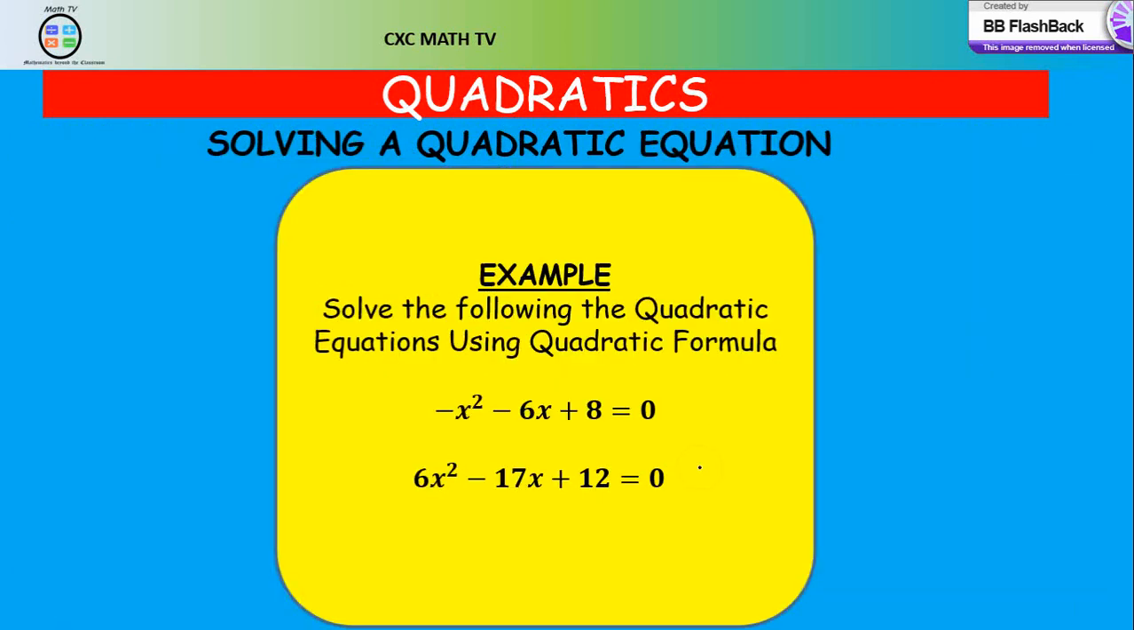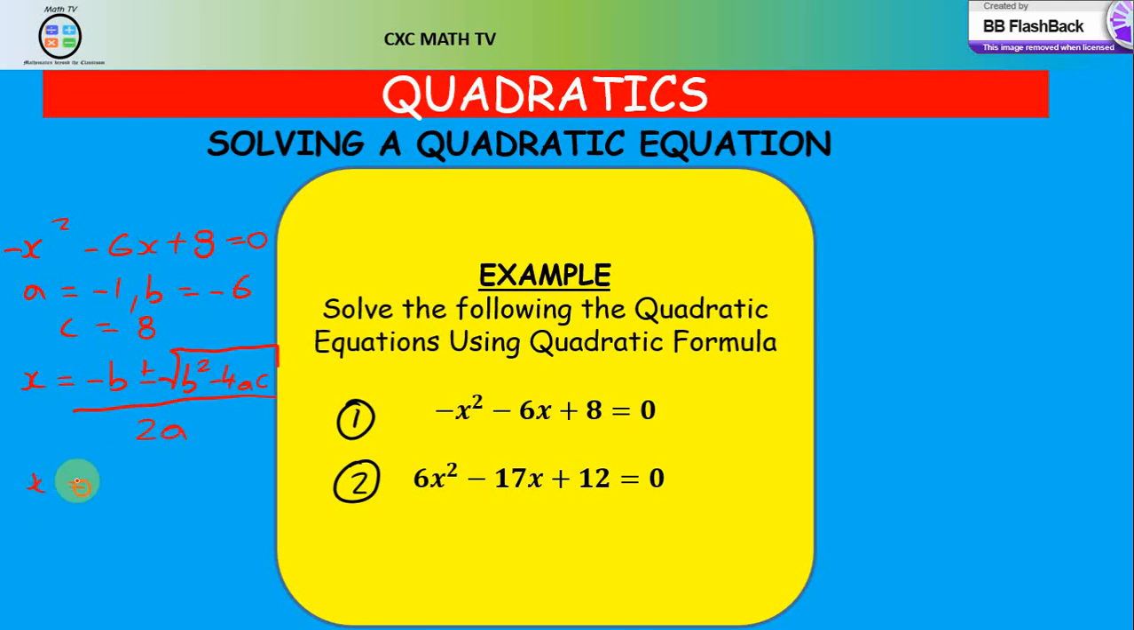So now I want you to pause the video and solve these using the quadratic formula. We're going to do the first one together, and you do the second one on your own. It's very easy, very straightforward. You're solving minus x squared minus 6x plus 8 equals 0. First thing, write down a is negative 1, b is negative 6, c is 8. Then write down the formula: x is minus b plus or minus the square root of b squared minus 4ac, divided by 2a.